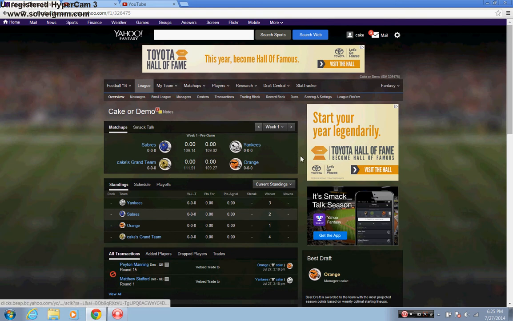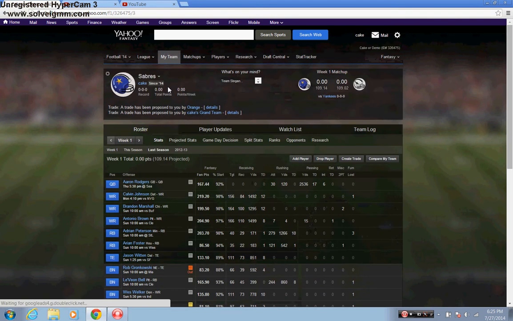So right now I'm logged in as Sabres, and the first thing you want to do, regularly, is go into my team, and what you see up here is a line that says a trade has been proposed to you, if someone has offered you a trade. I set these up, had a couple of pre-done trades sent here, so you could get a look at what it looks like.